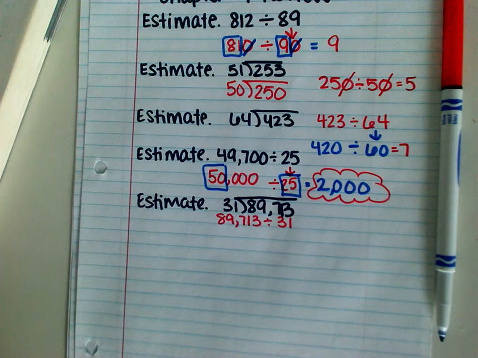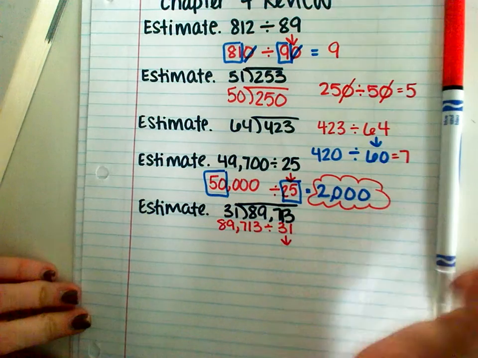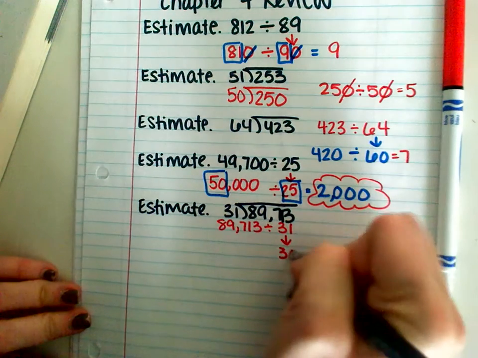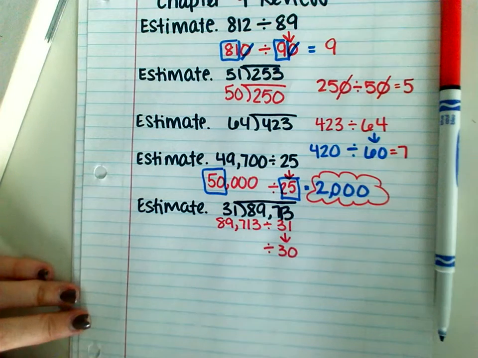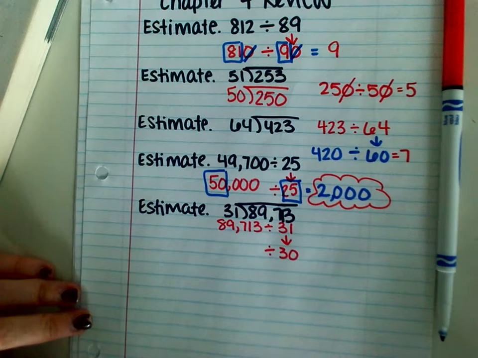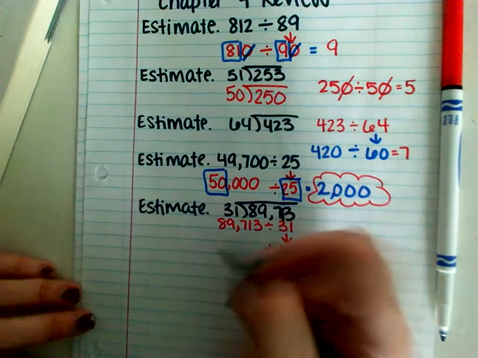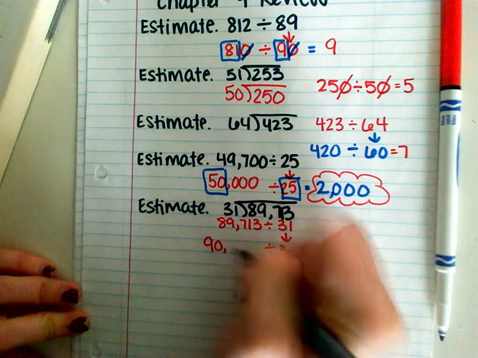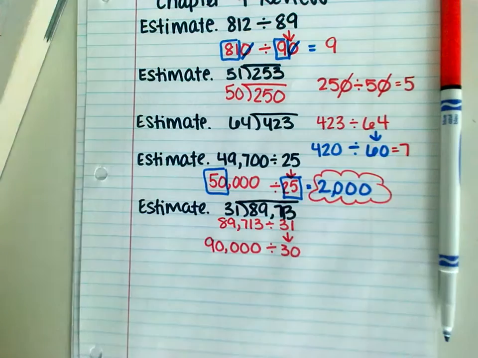What are we going to round our 31 to? What's the best estimate here for 31, Andrew? 30? Yep. Good job. And how about 89,713? What's a good estimate for that one? What should we round that to? Ellen? 90,000. Good, 90,000. So we have 90,000 divided by 30.